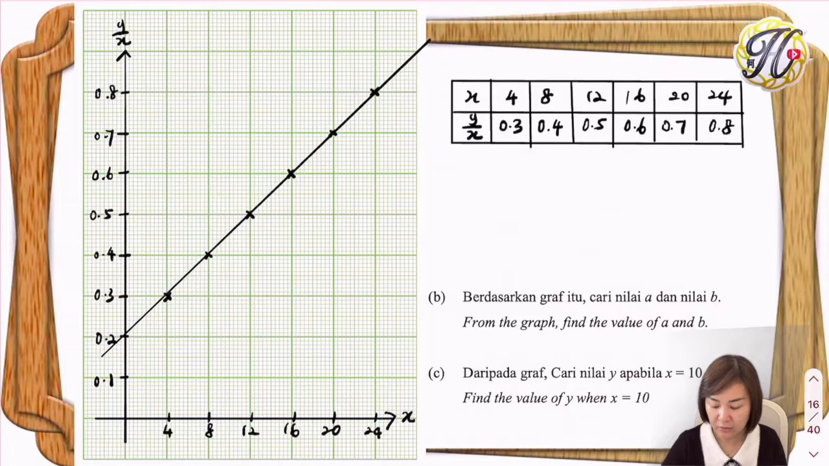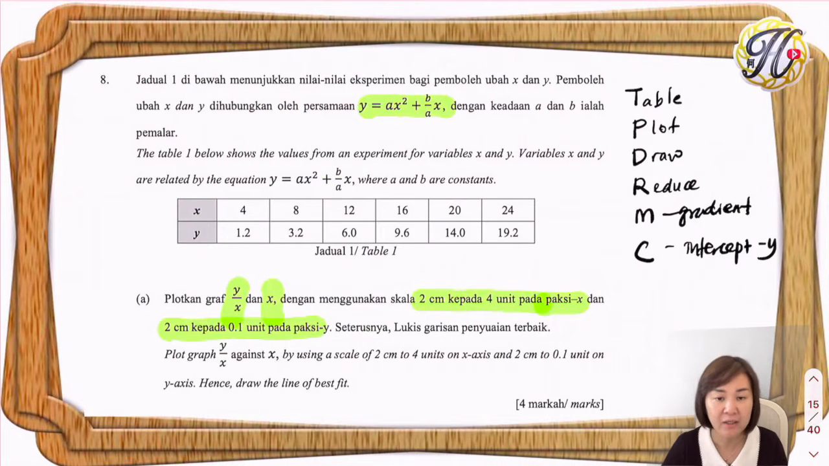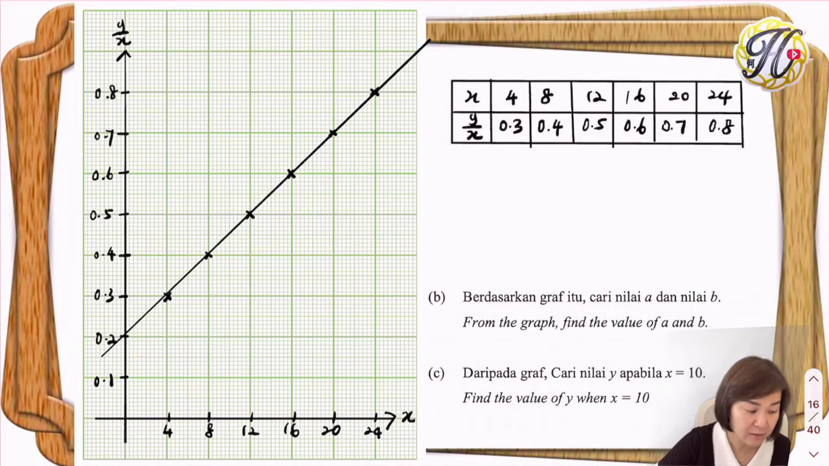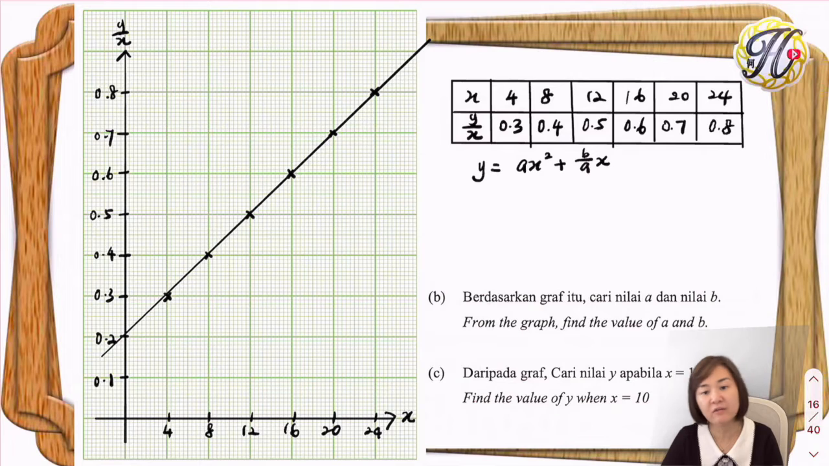Okay, delete. So, kita tengok yang ini, kita ada fungsi di mana Y sama dengan AX kuasa 2 tambah B per A over X. Okay, so salin balik fungsi itu di mana adalah Y sama dengan AX kuasa 2 tambah dengan B bahagi AX ya. Okay, this is a given function. But ini kita tahu ini adalah fungsi bukan linear.